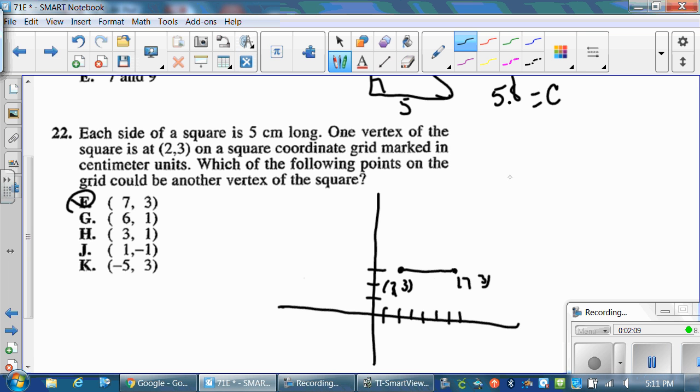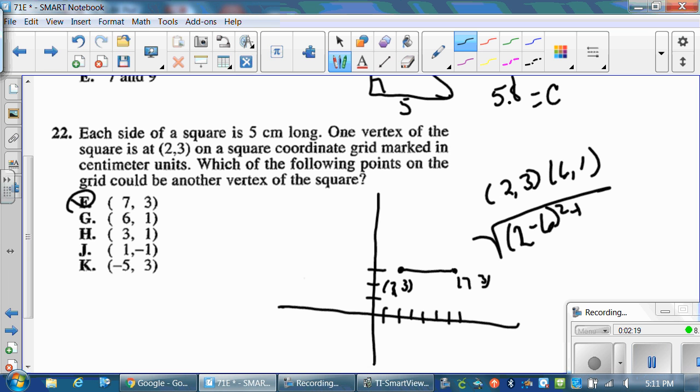When they go from 2, 3 to 6, 1, just for the future, you would have to do the distance formula. It'd be 2 minus 6 squared and 3 minus 1 squared, and you'd have to figure all that out. But as long as they're going on a horizontal line or vertical line, then you can just count the units because the y's aren't changing. But anyways, your answer here would be F.